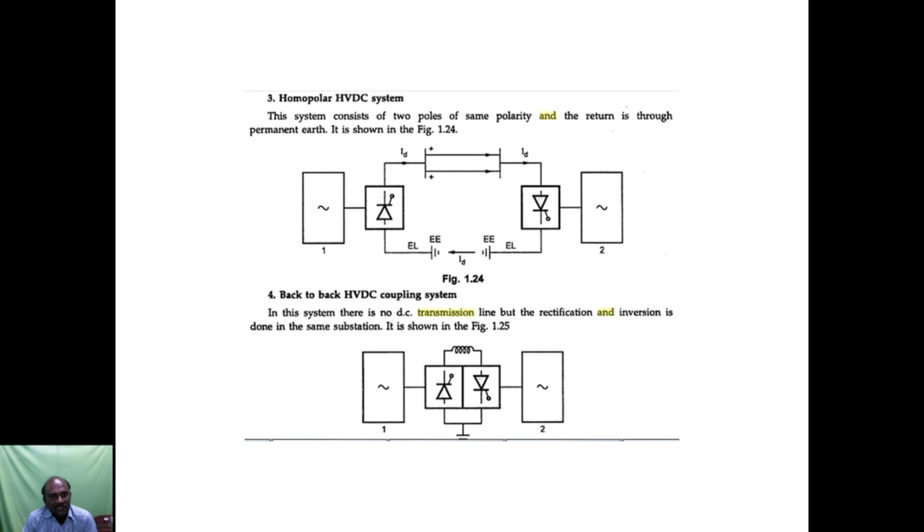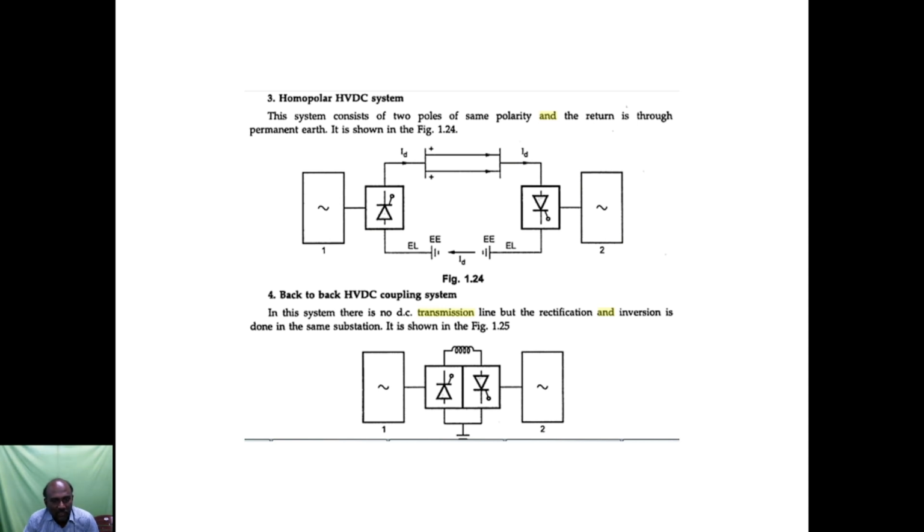Homopolar HVDC. The system consists of two poles. Here also we have two poles, but they are all in the same polarity, and the return is through the permanent earth. So two poles, but the return is through the earth. Same polarity, two poles, interconnected. The return path is earth here.